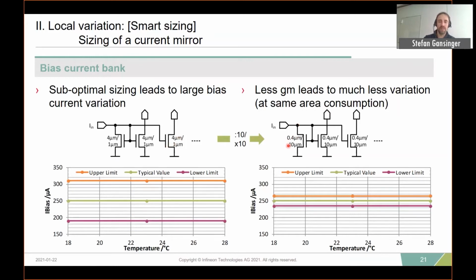If we look again at the variation, we see it's much lower. It's from 265 maybe to 235. So of course this is much better. And even by doing this, there is no drawback, because the area is still the same, but the variation is much less. So a good designer would do a design like this, not something like this.